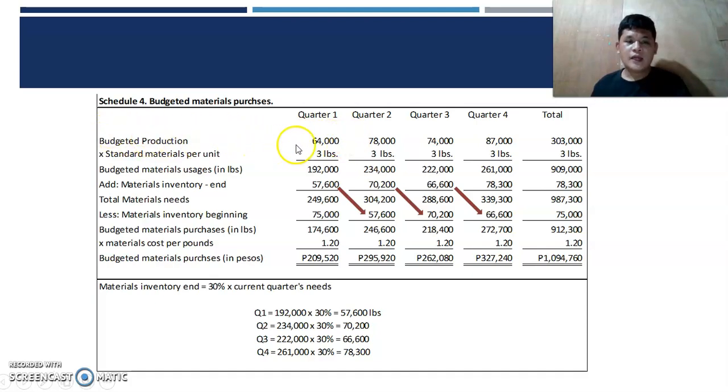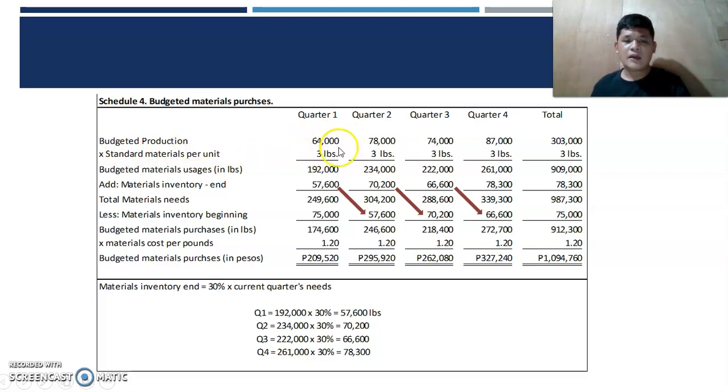So, di ba class, na-compute na natin itong budgeted production. So, ito dapat yung kailangang i-produce ng kumpanya per quarter. And then ngayon, out of this, ilan ba dapat yung bibilhin ng kumpanya? So, ito yung tanong dito sa budgeted materials purchases. So, here is the explanation class.